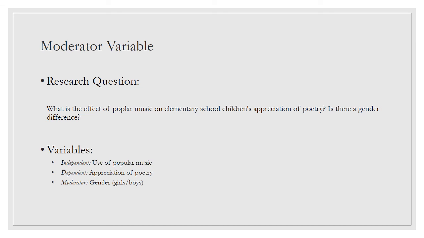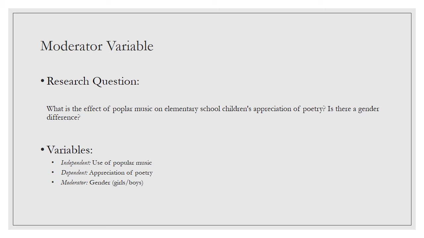The independent variable is the use of popular music. So we as researchers could control the type of music we're introducing. We may have just a simple popular music versus no music. We may have popular music versus other types of music. As a dependent variable, what we're really interested in is appreciation of poetry. Can we change appreciation of poetry based on the type of music a child is listening to?